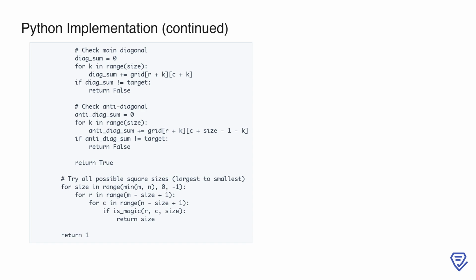To find the largest magic square, we iterate through all possible square sizes, starting from the largest size down to 1. For each size, we check all potential top left corners of subgrids within the bounds of the grid. If a valid magic square is found, its size is immediately returned. If no magic square larger than size 1 is found, the function returns 1 as the default. This ensures we explore all potential configurations efficiently while adhering to the problem constraints.